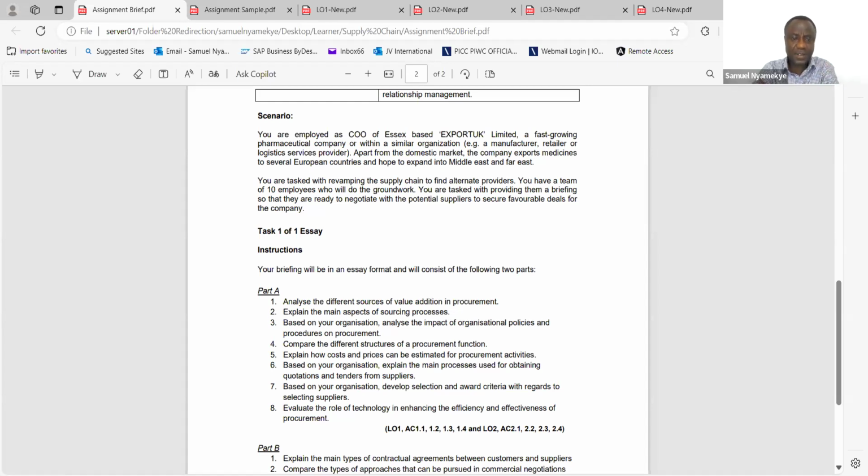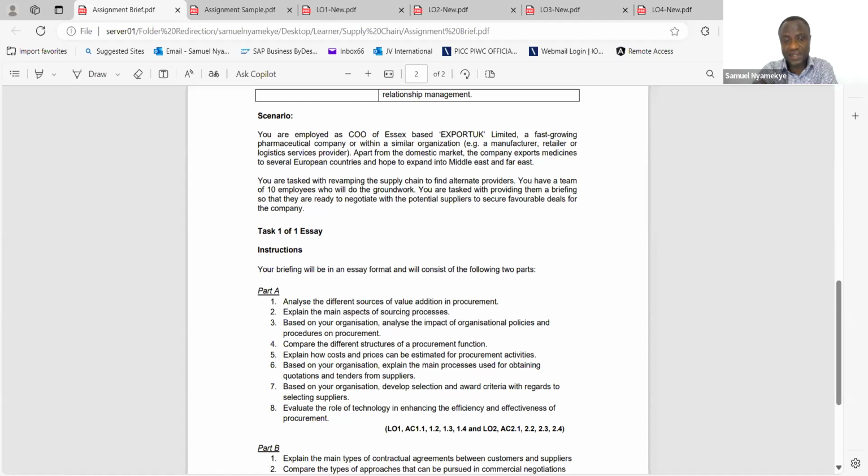Now, the task is that you are tasked with revamping the supply chain to find alternative providers. You have a team of 10 employees who would do the groundwork. You are tasked with providing them a briefing so that they are ready to negotiate with the potential suppliers to secure favorable deals for the company. So that is the assignment.